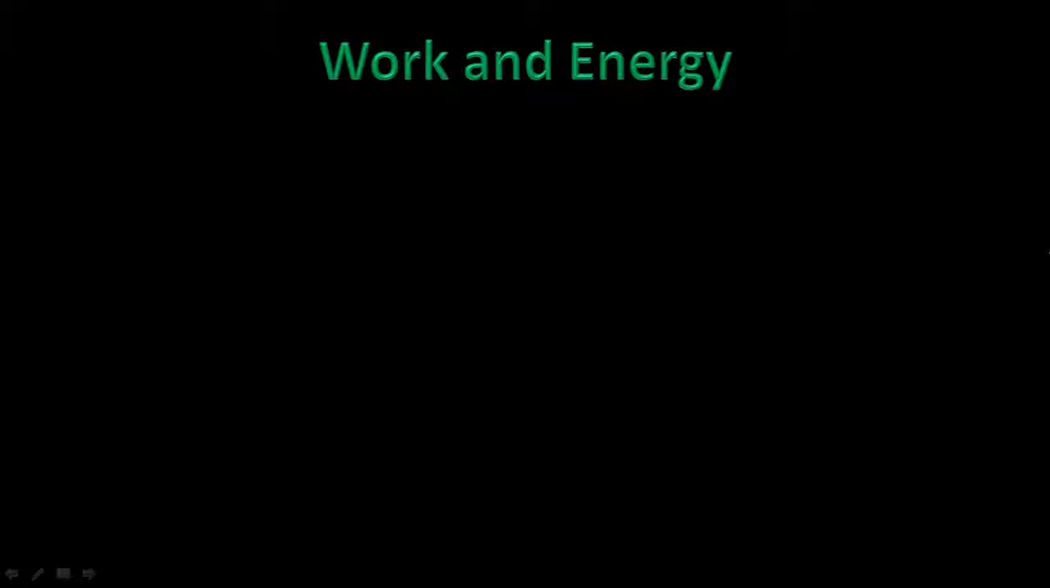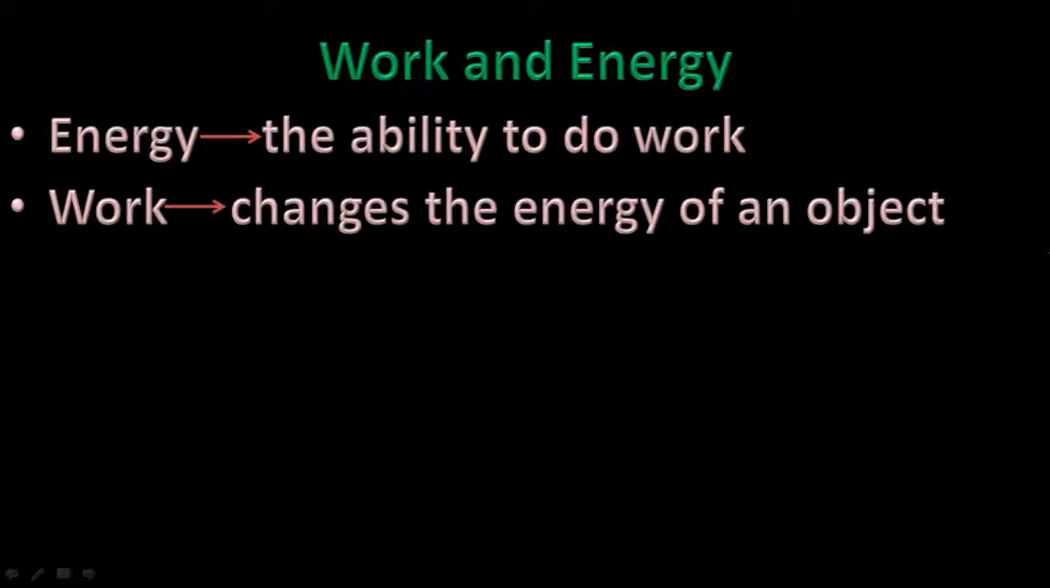Hello again. This is our second lesson on work and energy. We know that they are very closely related to each other. We know that energy gives something the ability to do work. That could be your food energy, or the potential energy of a raised brick, or the kinetic energy of a moving spacecraft or a meteor. And work is what changes the energy of an object.